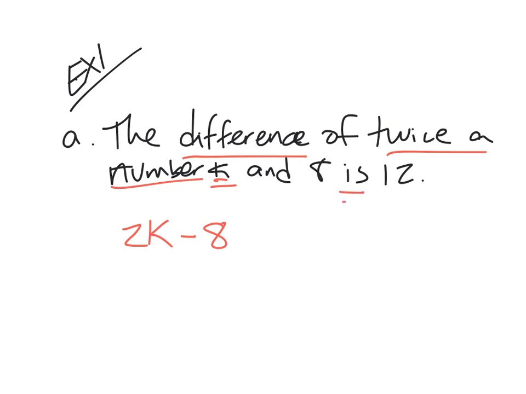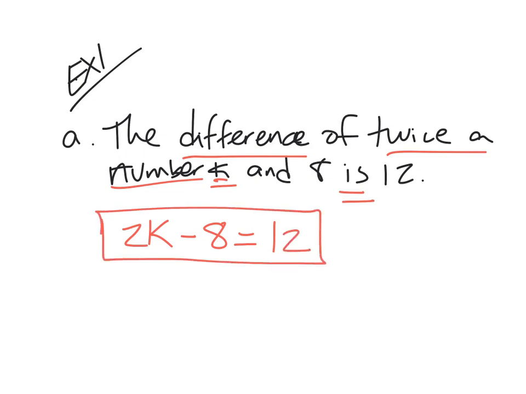And then you see the word is. What does is mean? Equal to. And then 12. So now I've just rewritten the verbal sentence into an equation.